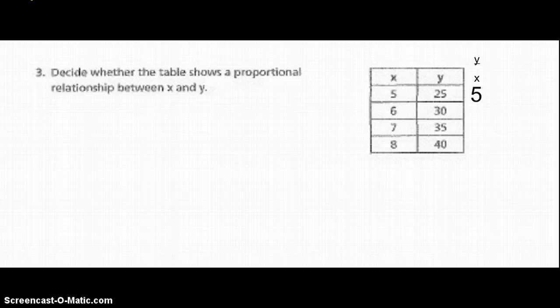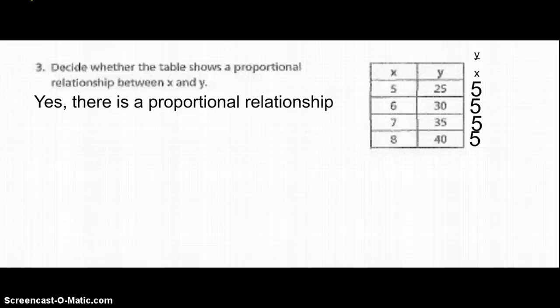If you take 25 divided by 5, you get 5. If you take 30 and divide it by 6, you get 5 again. If you take 35 divided by 7, you get 5. And if you take 40 divided by 8, you also get 5. So if you get the same answer every time when you take y divided by x, that means yes, there is a proportional relationship. So please answer the question by writing yes, there is a proportional relationship, and then showing your work here will be enough to explain why.